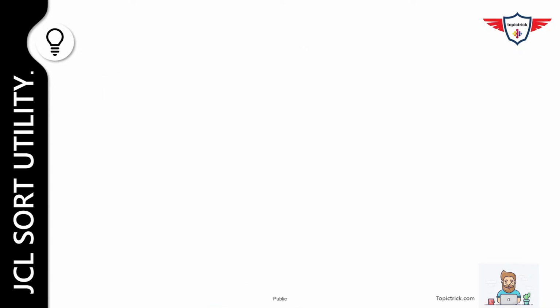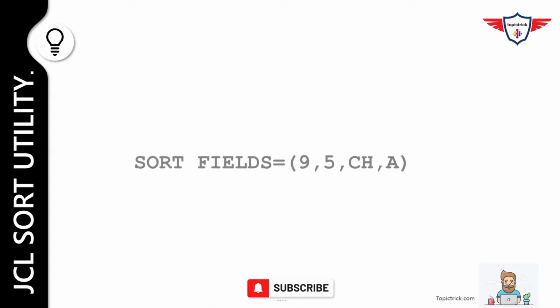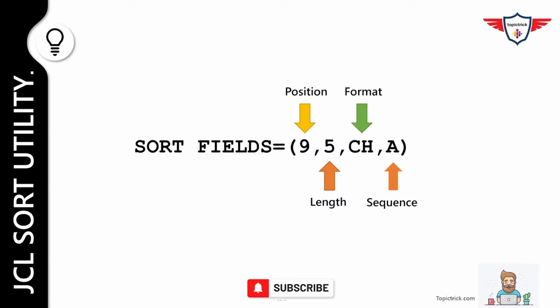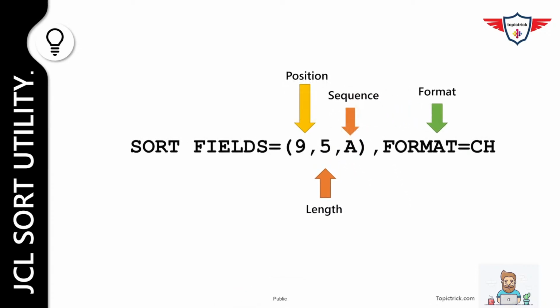Now let me quickly explain the sort card which is used in this JCL. So you have SORT FIELDS, which is actually a keyword. After that you have an equal sign, and thereafter in simple brackets I've specified the field on which I want to apply the sort criteria. So 9,5. 9 is the starting position of a field in an input file, and 5 is the length of that particular field. After that, I've specified the format of the field, that is CH, that is character, and then I've specified the sorting sequence. So I've used A, ascending.